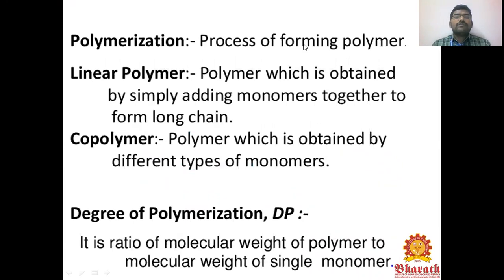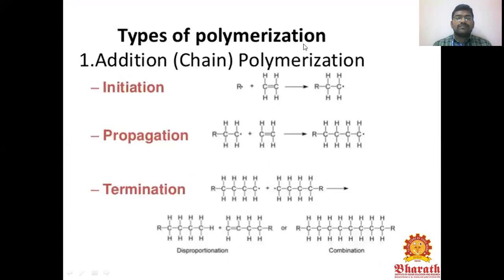Polymerization is the process of forming the polymer. A linear polymer is obtained by simply adding monomers together to form a long chain. A copolymer is obtained from different types of monomer. The degree of polymerization, DP, is the ratio of the molecular weight of the polymer to the molecular weight of a single monomer. You have to calculate it for the degree of polymerization.